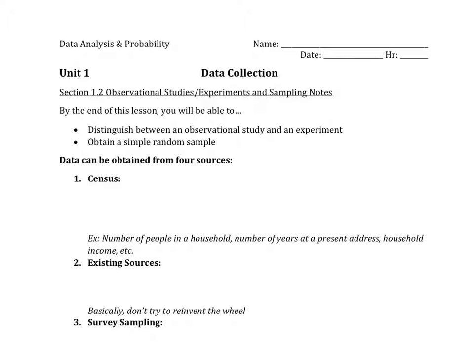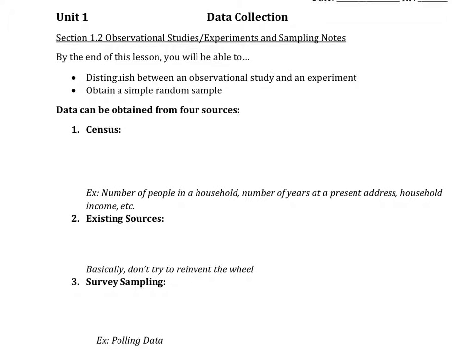Different observational studies and experiments, the difference between the two, and then we're going to start talking about different ways to choose a sample for your experiment or observational study. So first, the different types of ways that we can obtain data. There's 4 main ways. The first is called a census.